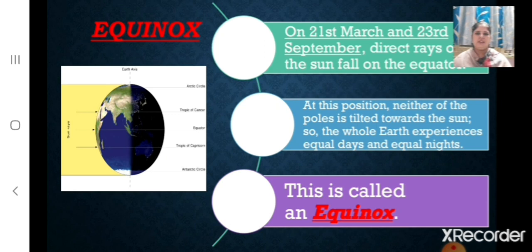Now, let us revise equinox. Children, when do the direct rays of the sun fall on the equator? The direct rays of the sun fall on the equator on 21st March and 23rd September. And at this position, neither of the poles is tilted towards the sun. So, the whole earth experiences equal days and equal nights. So, this is called an equinox.